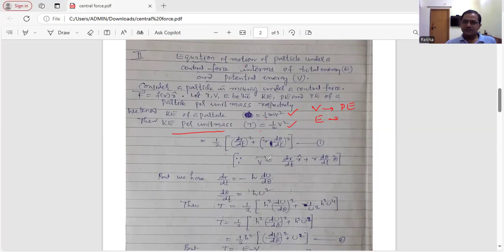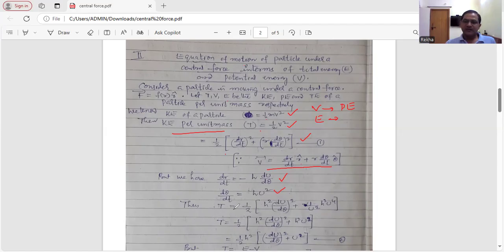That equals half, where velocity is given by dr by dt r cap plus r d theta by dt theta cap. Squaring that, you take v bar dot v bar. By doing that, v square equals dr by dt whole square plus r d theta by dt whole square. Say equation 1. But we have dr by dt equal to minus h du by d theta. In the previous derivation, we got dr by dt equal to minus h du by d theta and d theta by dt equal to h u square. These two values are substituted in equation 1.